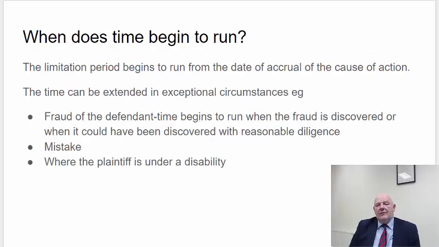When does time begin to run? It begins to run from the date of accrual of the cause of action. This time, however, can be extended in exceptional circumstances. For example, if there was fraud involved, in other words, the defendant fraudulently concealed from you that there was some cause of action arising, and due to their fraud you were unable to discover that there was a cause of action open to you. Or another exception would be in situations perhaps of mistake, or where the plaintiff is under a disability.